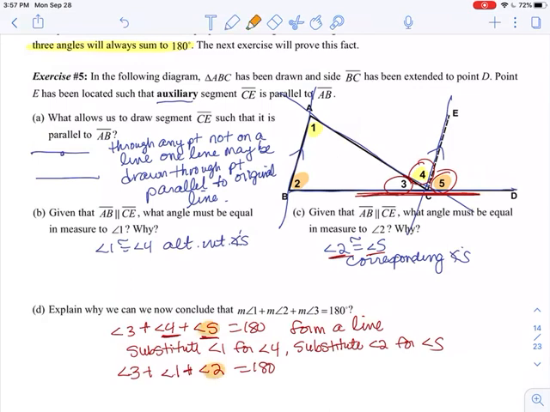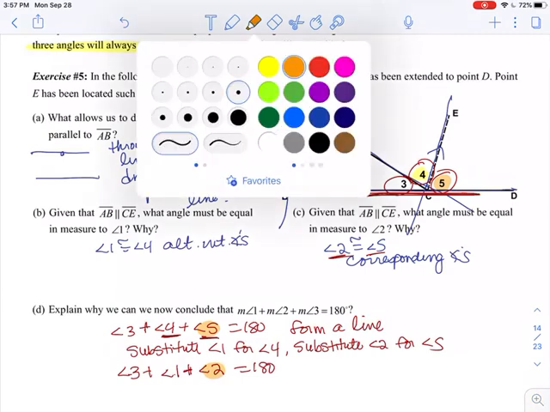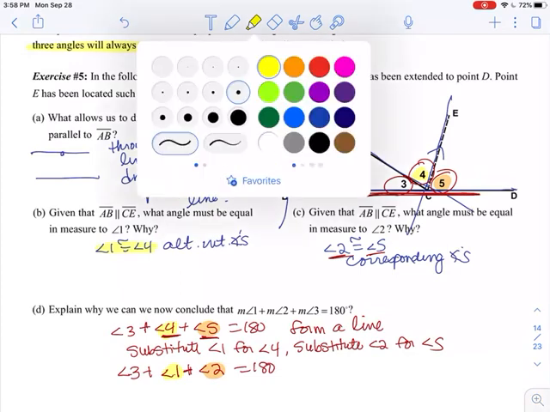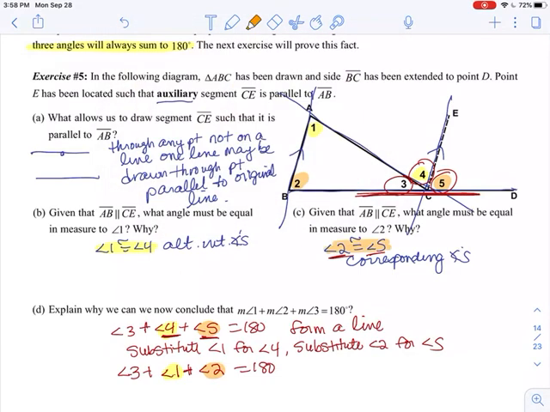If you want, I can highlight those substitutions. I just substituted angle 2 for angle 5, and I substituted angle 1 for angle 4. The reason is because angle 1 and angle 4 were congruent, and also angle 2 and angle 5 were congruent. So I just did a little substitution there. And that's it. We're going to work with that tomorrow.